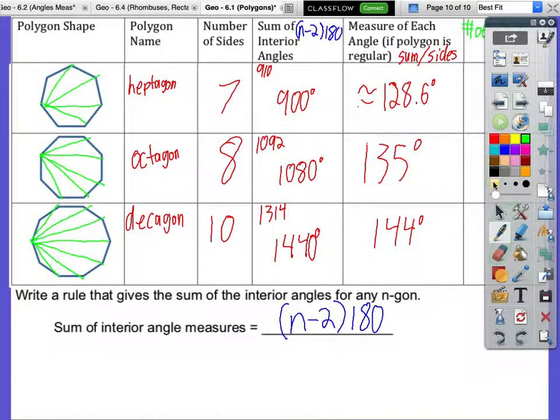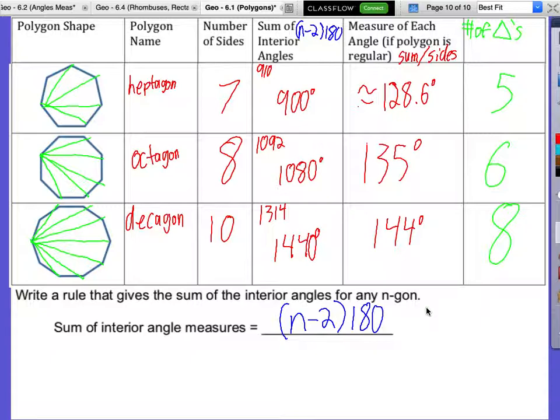So using this, we can end up finding the total measure of a polygon.